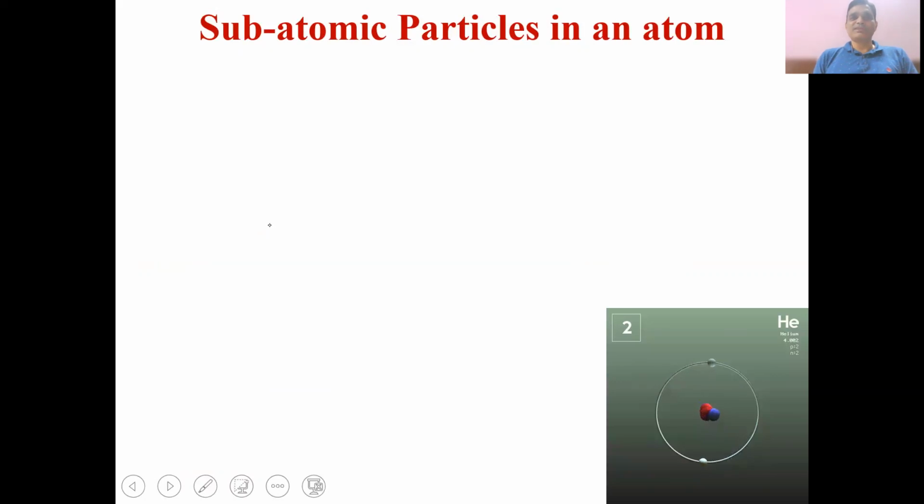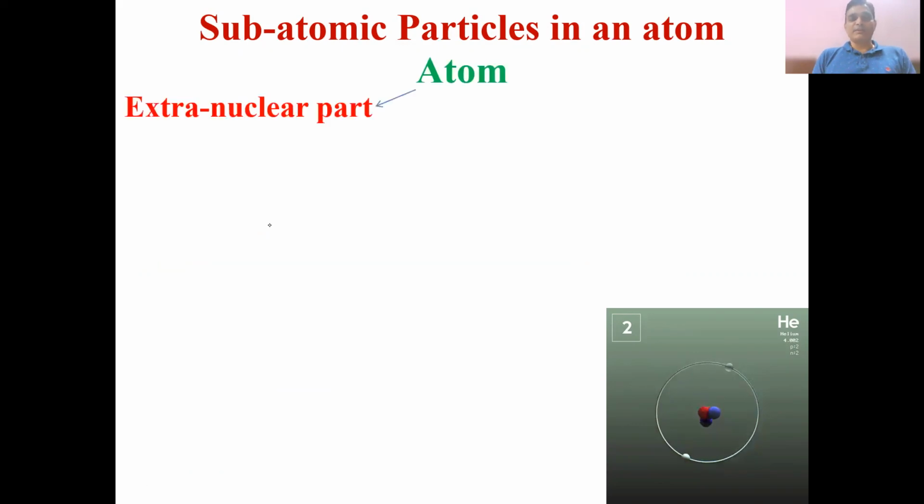Next, we will discuss the subatomic particles in an atom. Sub means small, meaning the particles whose size is less than the size of the atom. So these particles are called subatomic particles, the small particles which are present in the atom. These subatomic particles are present in the extranuclear part and also in the nuclear part. The extranuclear part is the part present outside the nucleus, in which the electron revolves.